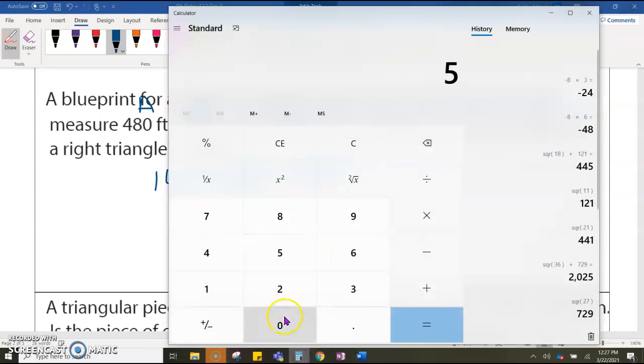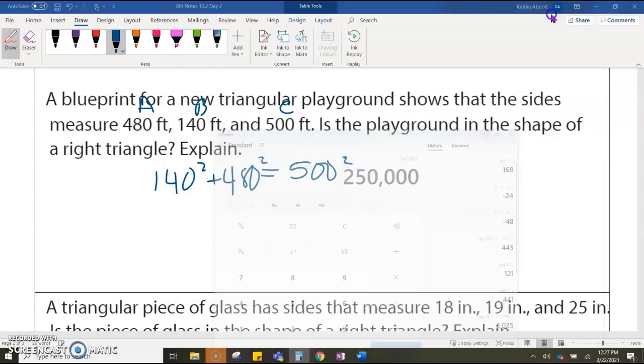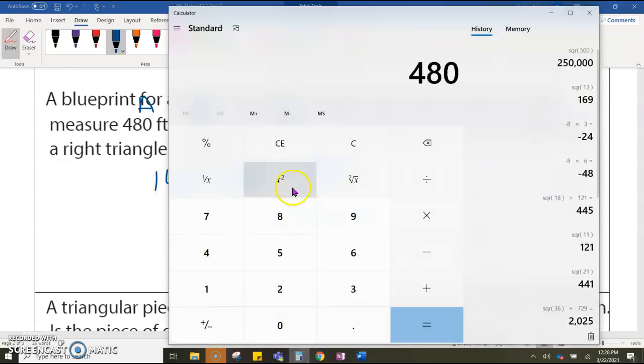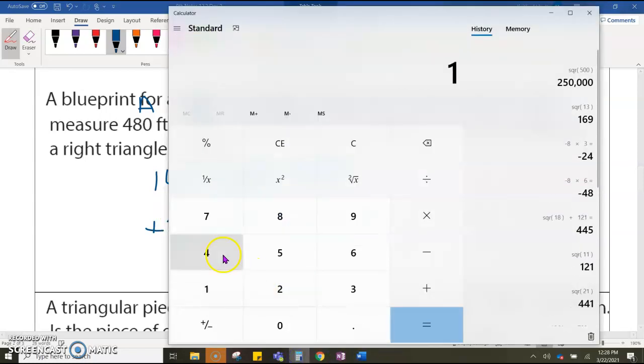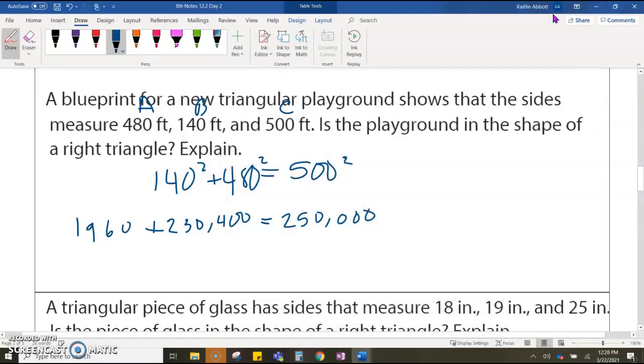All right, so let's do 500 squared. Woo, 250,000. So 250,000 equals, all right, let's do 480 next. 480 squared, 230,400. 230,400 plus 140 squared, 19,600. Okay, definitely use a calculator for this one, guys. Let's add these together. Let's put this in our calculator.